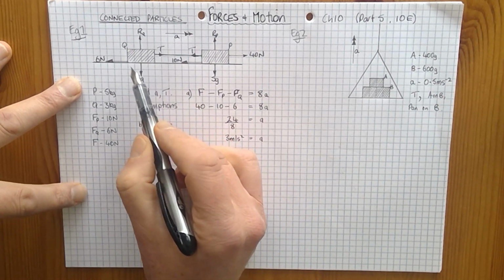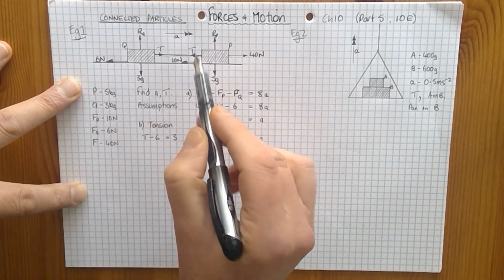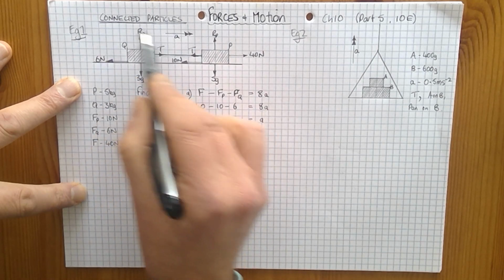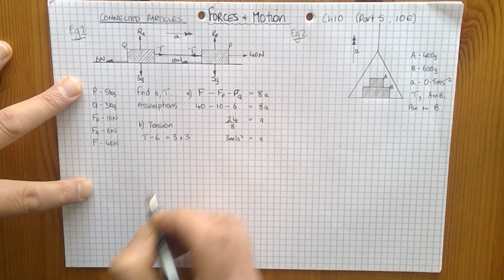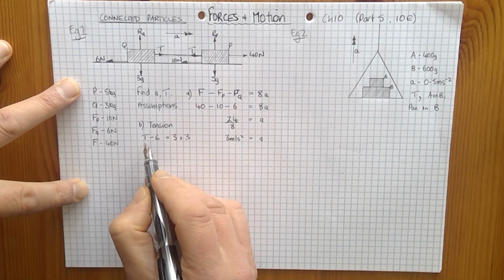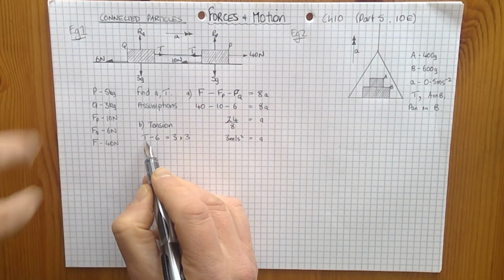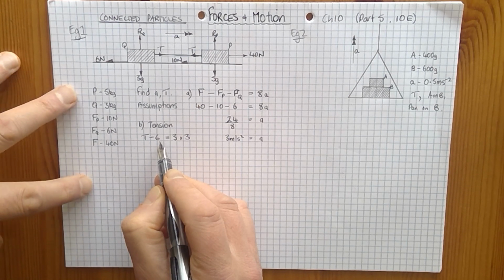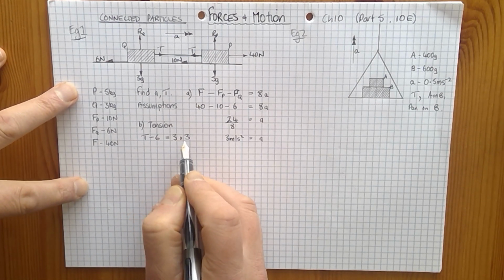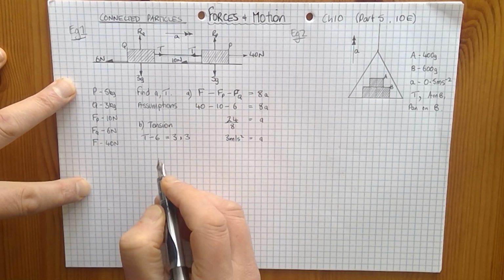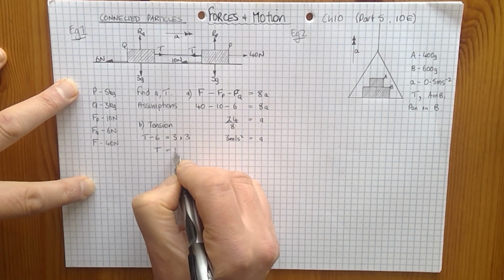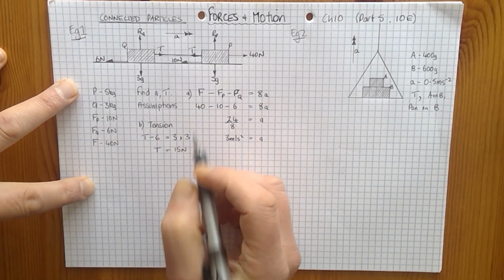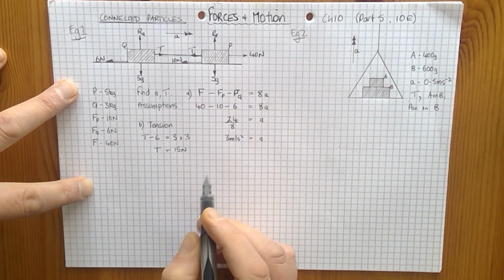So I know that the acceleration of this particle, which is going to be the same as this, the acceleration of this particle is going to be 3 meters per second squared. So resolve the forces. Force forwards, take away the forces backwards, is the mass, which is 3, times acceleration, which is also 3. So the tension is equal to 9 plus 6, which is 15 newtons. The tension is 15 newtons.